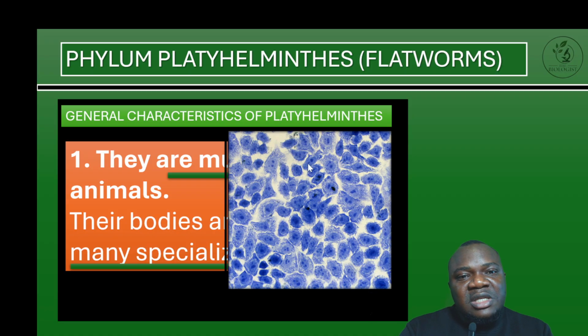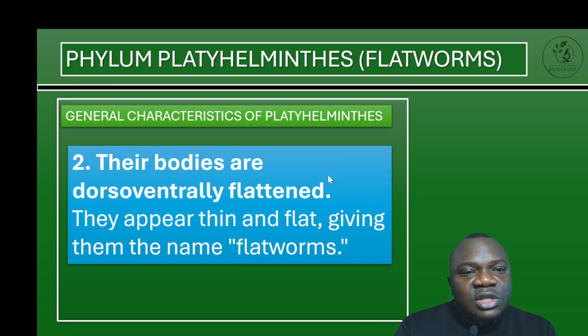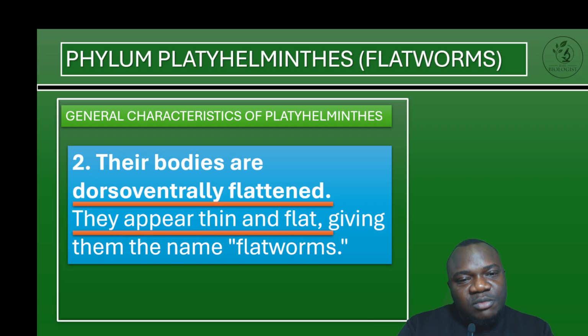So you can say this is a large amount of cells, and all these cells come together to give rise to what? A particular function. So multicellular means many. Uni means one, multi means what? Many. Very important. So the next thing here, their bodies are eventually flattened, very flattened, and they appear thin and flat, giving them the name flatworms.